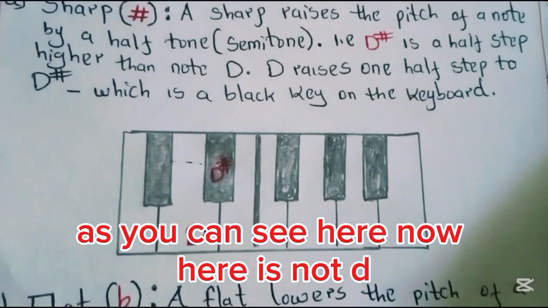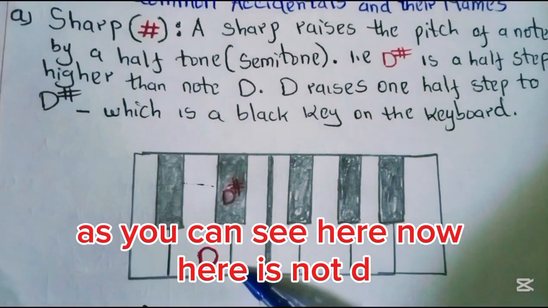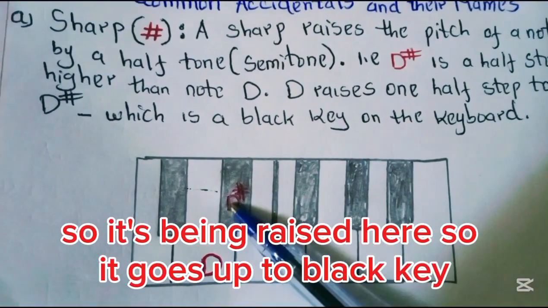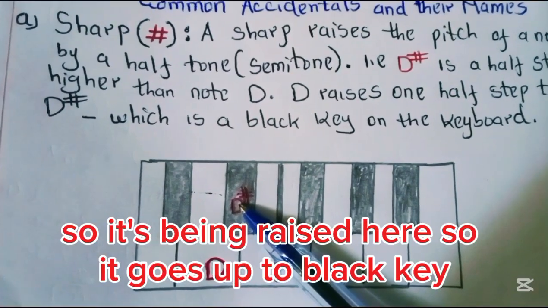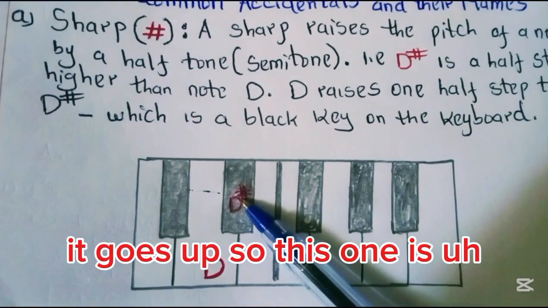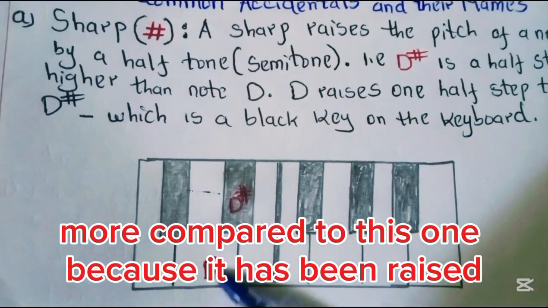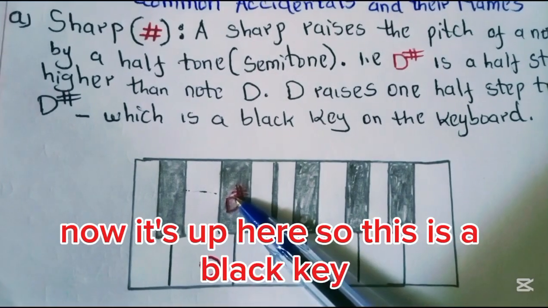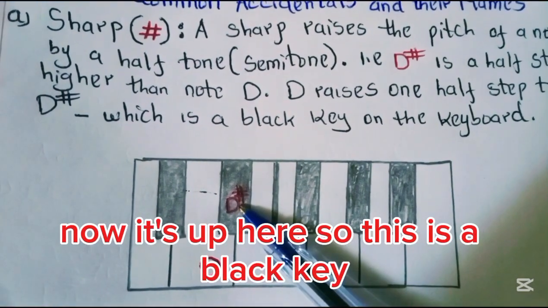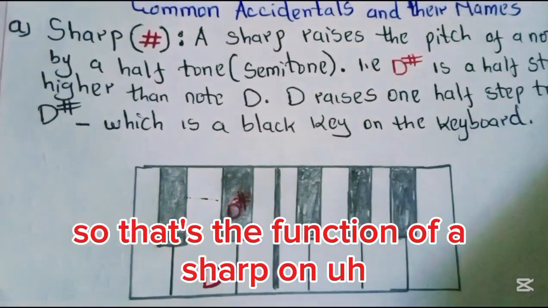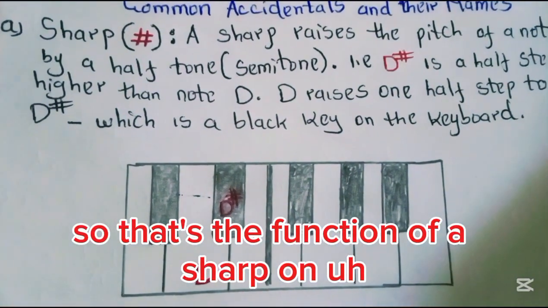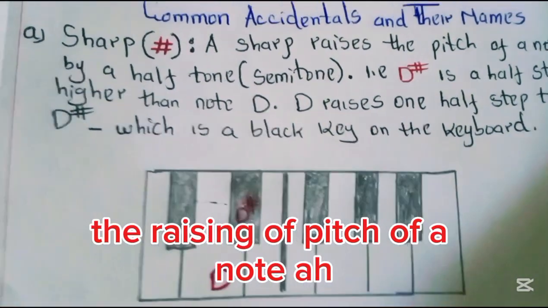As you can see here, now here is note D, so it's being raised here. So it goes up to the black key. This one is higher compared to this one because it has been raised. Now it's up here. So this is a black key, which is D sharp. So that's the function of a sharp in raising the pitch of a note.